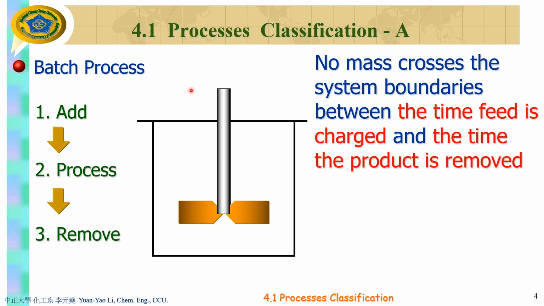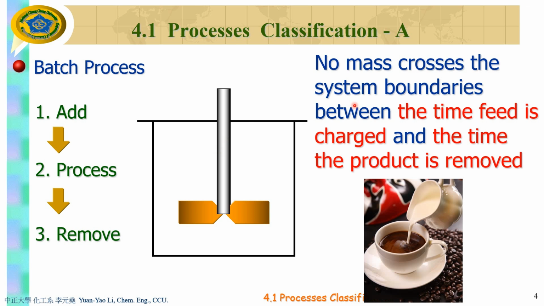So once you feed into this, you start to do the process, and after that you remove the product. So this is the definition of the batch process. One example is making a cup of coffee with milk and sugar. You put the black coffee first, and you put the milk, and you put the sugar, and you stir it. And you can have a latte, right? Or cappuccino, whatever.